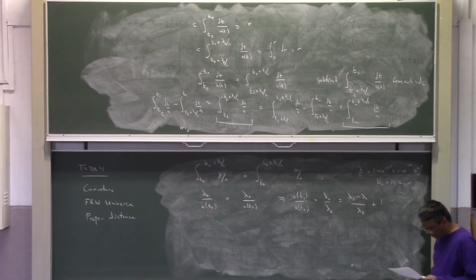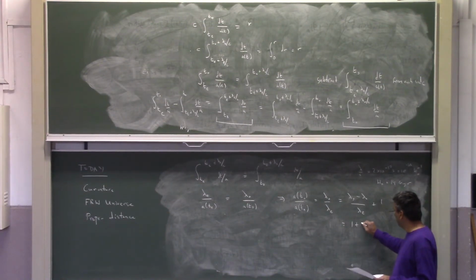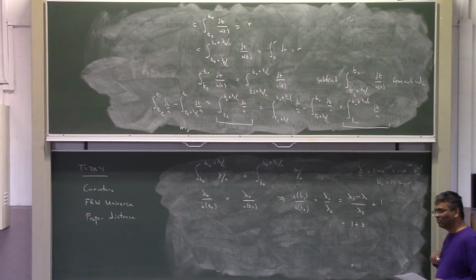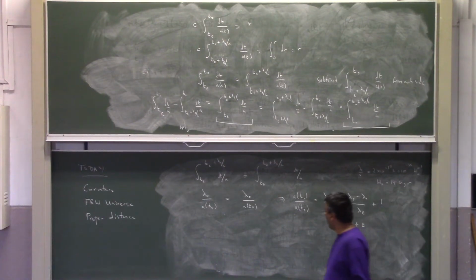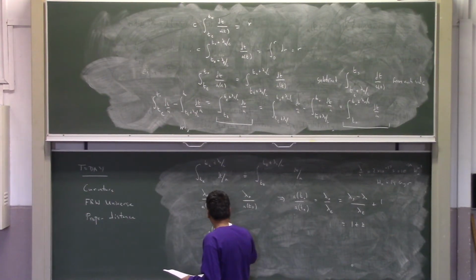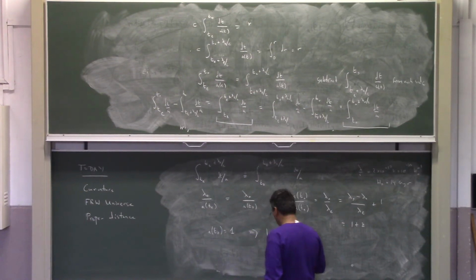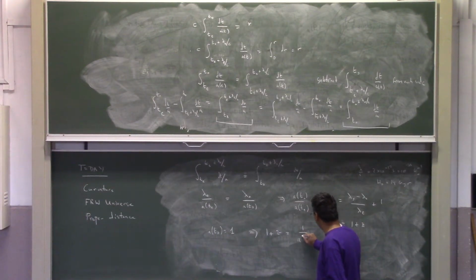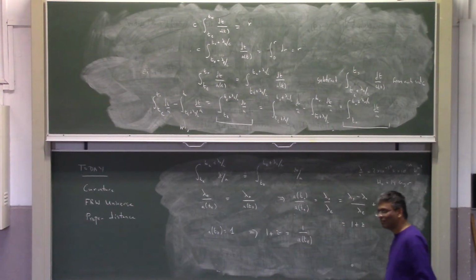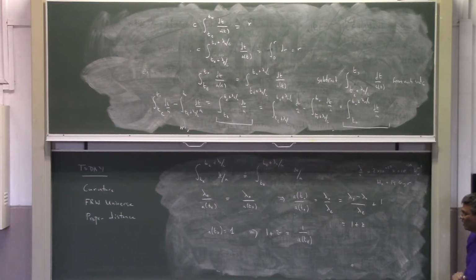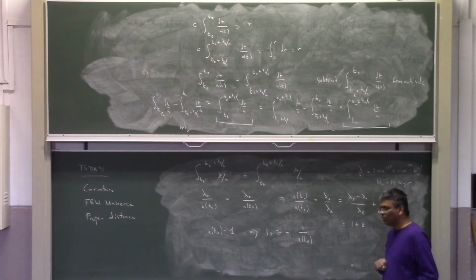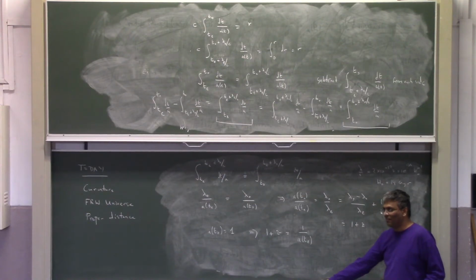Okay? But this is 1 plus dimension. So a of t0 is equal to 1 by normalization. So this tells us that 1 plus z is 1 over a of te. So you measure the redshift, and measuring the redshift tells us the scale factor when the light was emitted. You just add 1, take the inverse, you get the scale factor.